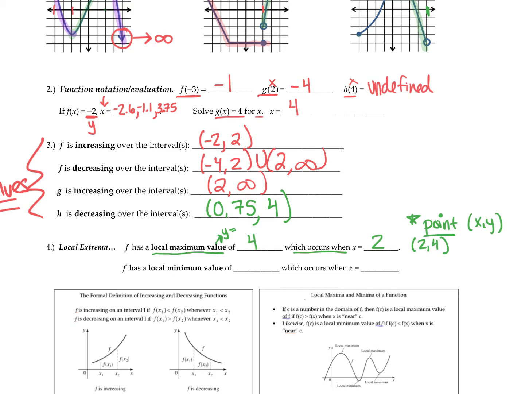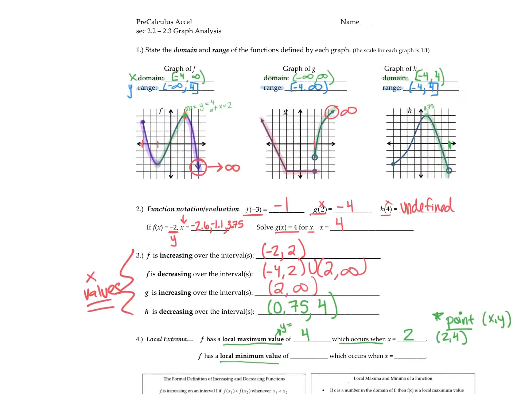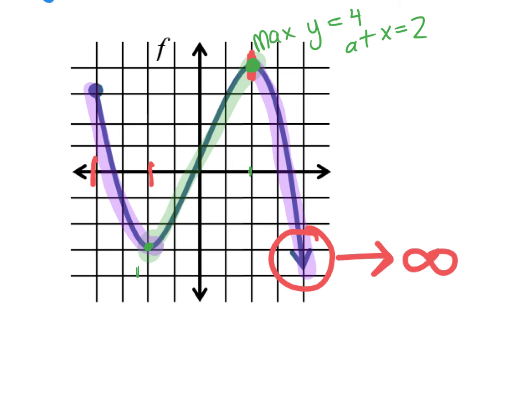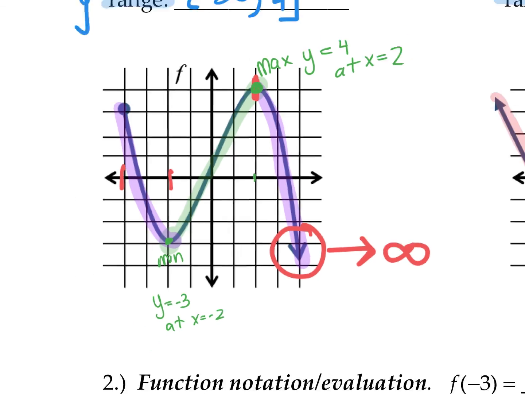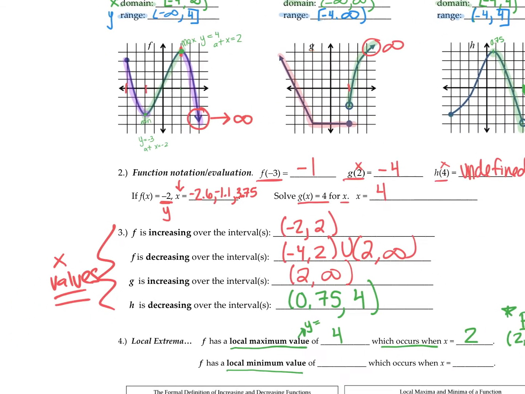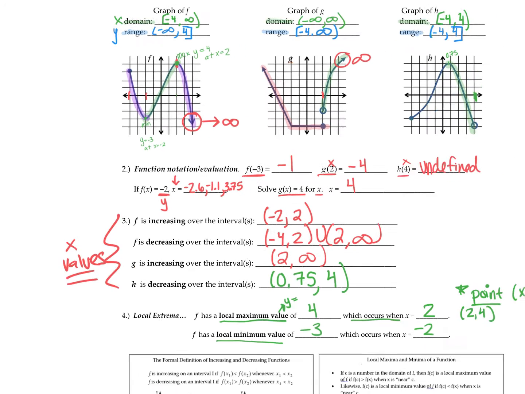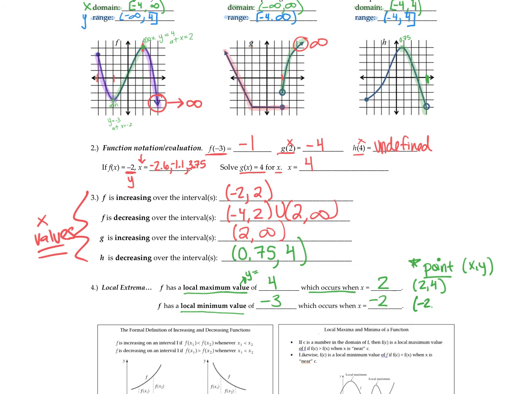Now it's saying f has a local minimum. The minimum would occur right here when y equals -3 at x equals -2. So the minimum value is -3, and it occurs when x equals -2. If it asks for the point, it'd be (-2, -3).